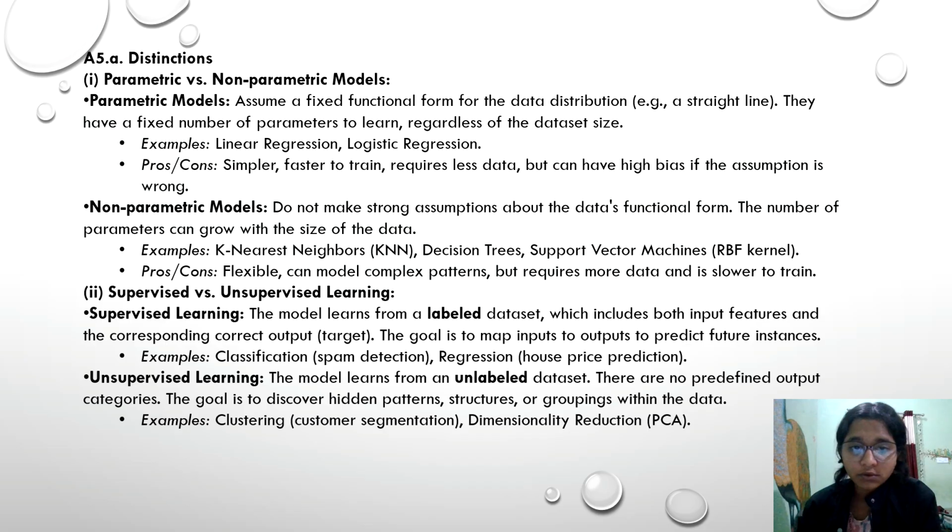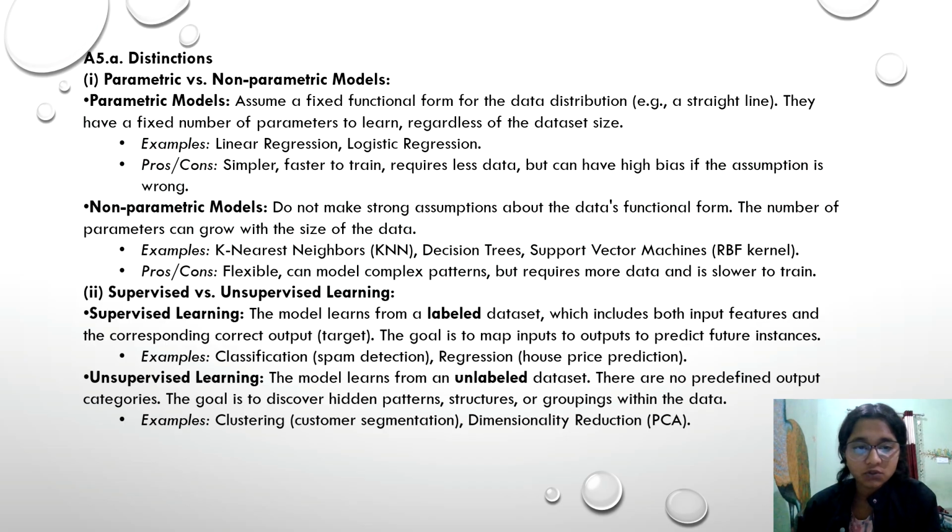Non-parametric models do not make strong assumptions about the data's functional form. The number of parameters can grow with the size of the data. Examples: KNN, decision tree, support vector machine with RBF kernel. Pros and cons: flexible, can model complex patterns, but requires more data and is slower to train.